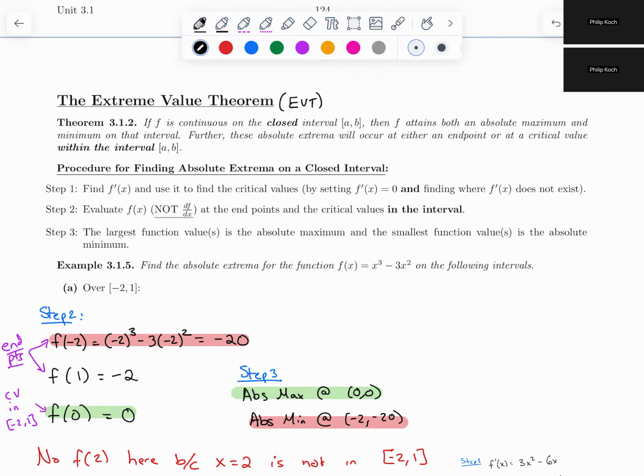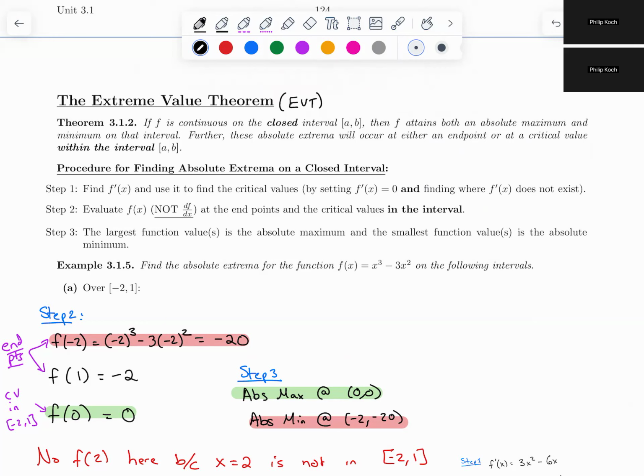And so the way it works is the extreme value theorem says that your absolute extrema on an enclosed interval will either occur at an endpoint or at a critical value within your interval. It doesn't tell you which one it's going to be. It doesn't say where it is. It just says that it will be one of those values. So that's what step 1 and step 2 are doing. They're trying to make you find the critical values in the interval.